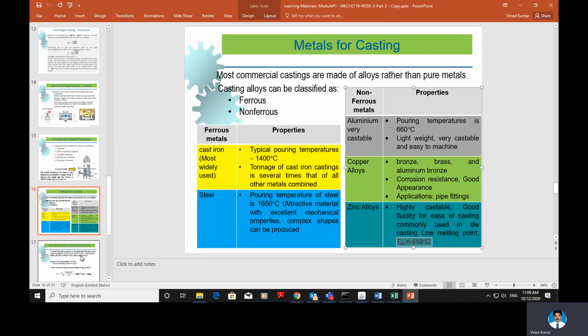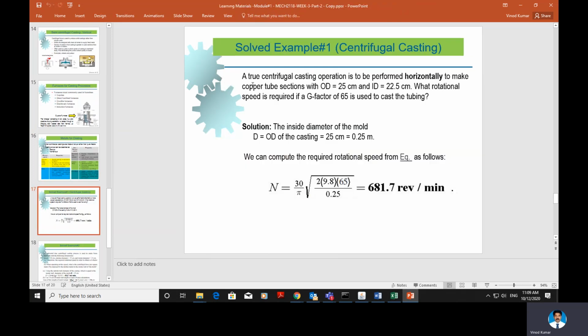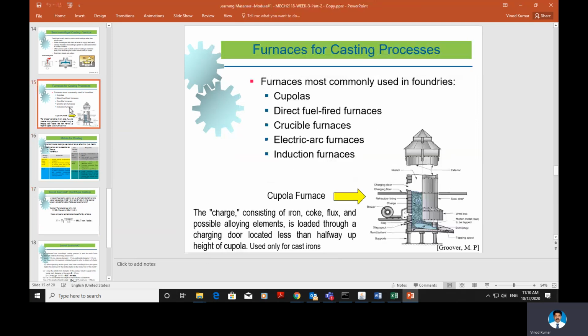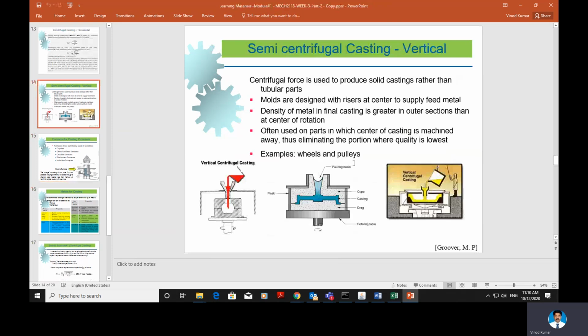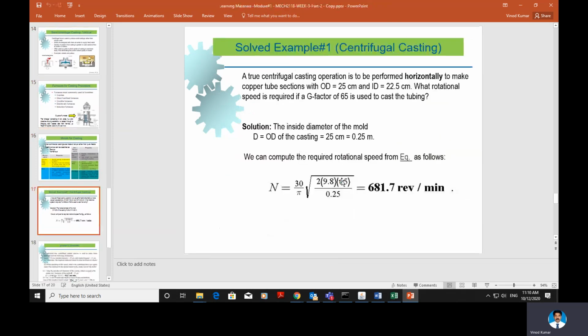Now, one of the examples given here: a true centrifugal casting operation to be performed horizontally to make a copper tube, and the outer diameter and inner diameter are given. So we have to use a centrifugal casting technique here, and the outer diameter of the casting is 25 centimeters. Convert it into meters. We have an equation for the casting process. The speed should be 30 over pi times the square root of 2 g Gf by d, where Gf, the g factor which we take, is given as 65, which is a constant.